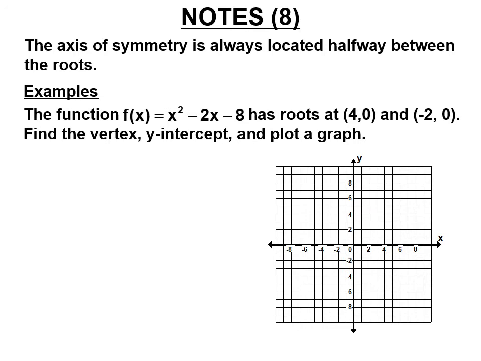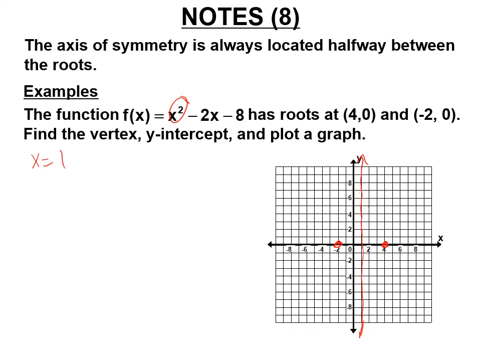So let's see what this is. The function f of x equals x squared minus 2x minus 8 has roots at 4, 0, right there, and -2, 0. So this is going to be a U shape because we know that because there's an x squared here. We also know that the axis of symmetry has to be halfway between. So where's halfway between these two things? It's right there. All right, so that is where our vertex is going to be. There's the axis of symmetry, which starts with x equals 1.